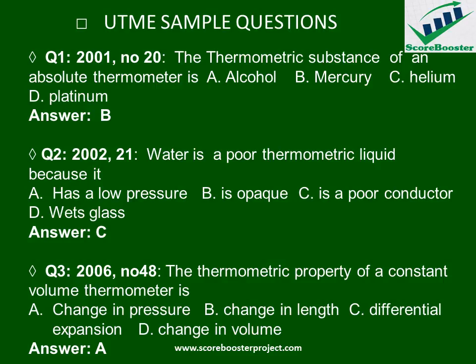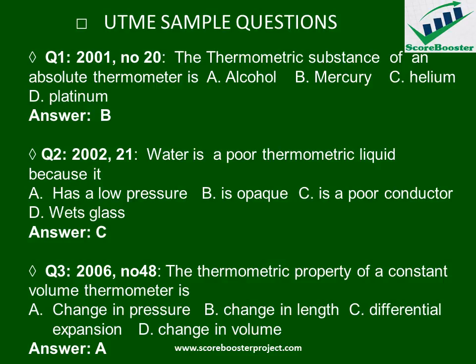Then the second question we shall be considering comes from 2002, number 21. The question goes thus: water is a poor thermometric liquid because it A has a low pressure, B is opaque, C is a poor conductor, D it wets glass. So the best answer here is because water is a poor conductor of heat.